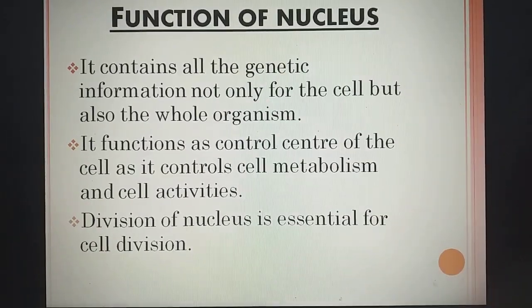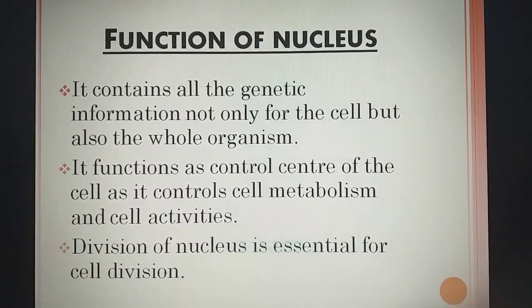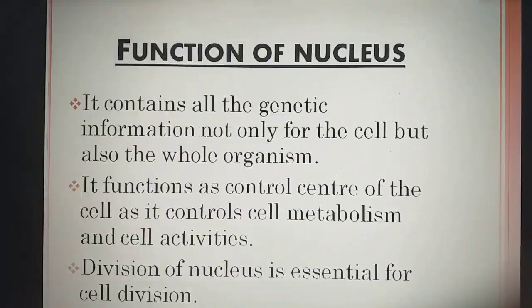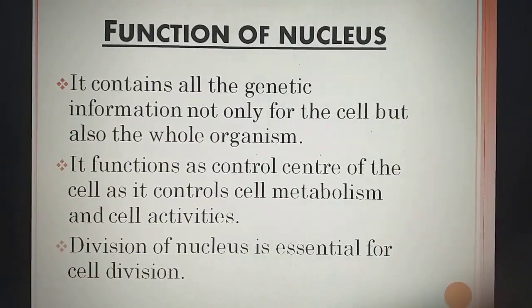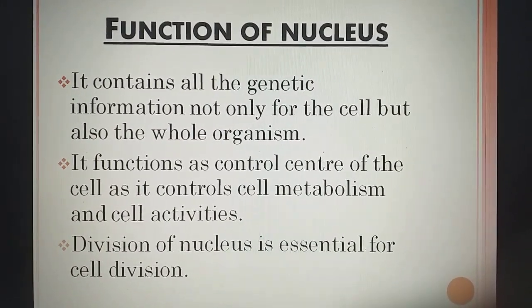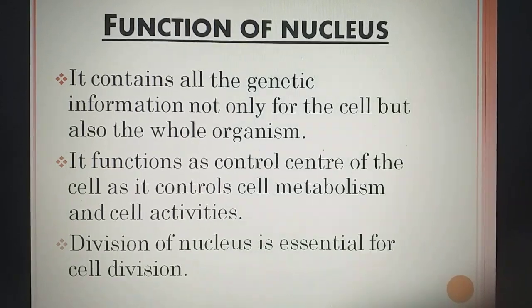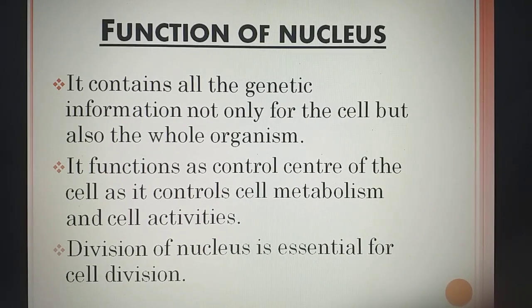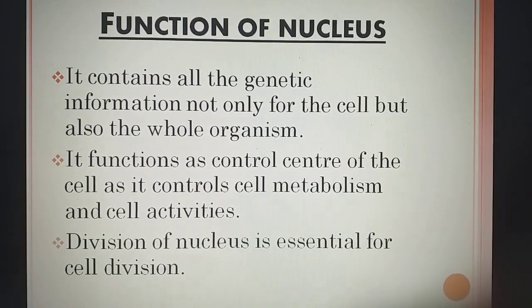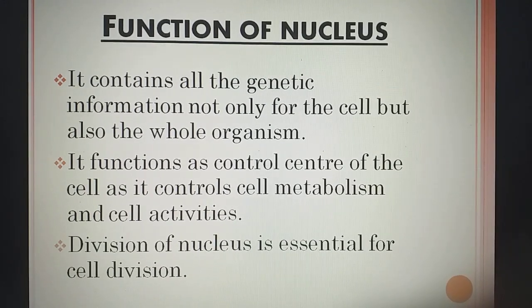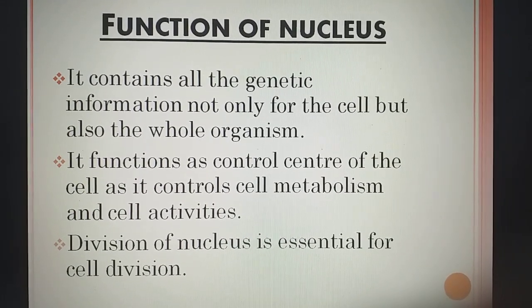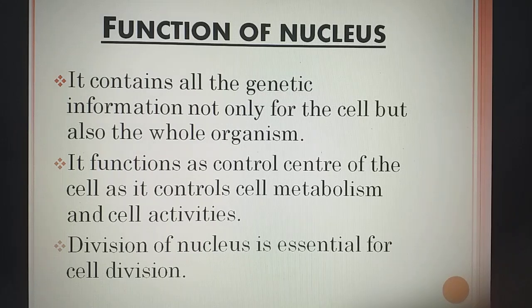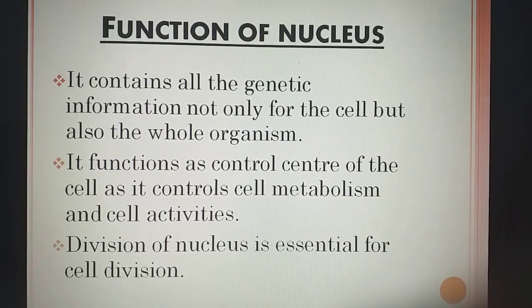Now the function of the nucleus. The nucleus contains all the genetic information not only for the cell but also for the whole organism. It carries the information from the parents to the offspring. Next function is that it is the controlling center of the cell as it controls cell metabolism and cell activities. And division of the nucleus is essential for cell division.